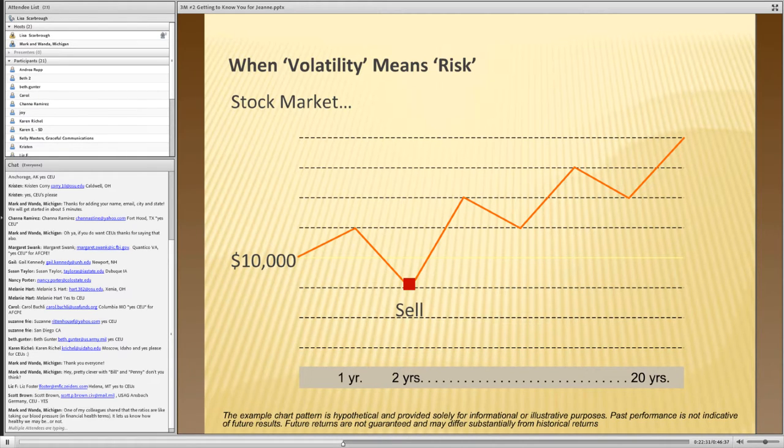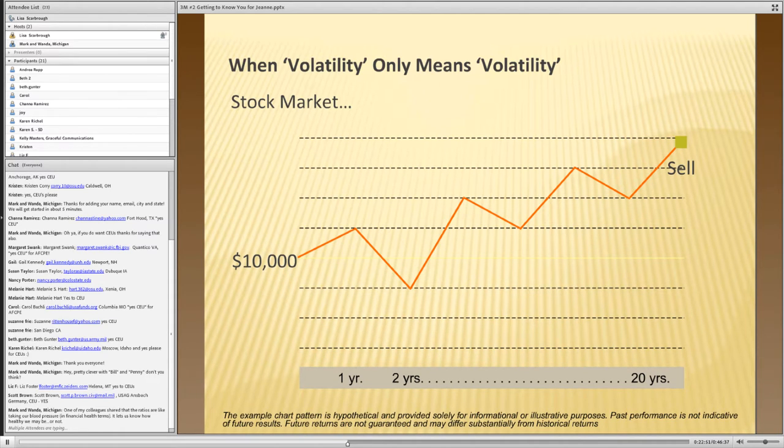So we can see, like cholesterol, we have two types of volatility. We have good volatility and bad volatility. Because I tried to match up a long-term investment to a short-term time frame, and I needed to sell, this is where volatility actually means risk.